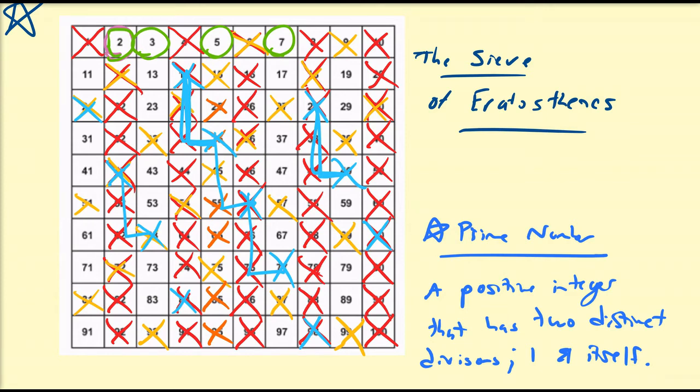So we've crossed out all the multiples of 7, so now we move up to the next integer that is not crossed out, right? So how do we know that the next integer not crossed out, provided that we have canceled out all of the multiples of the preceding prime number, is indeed prime, right?